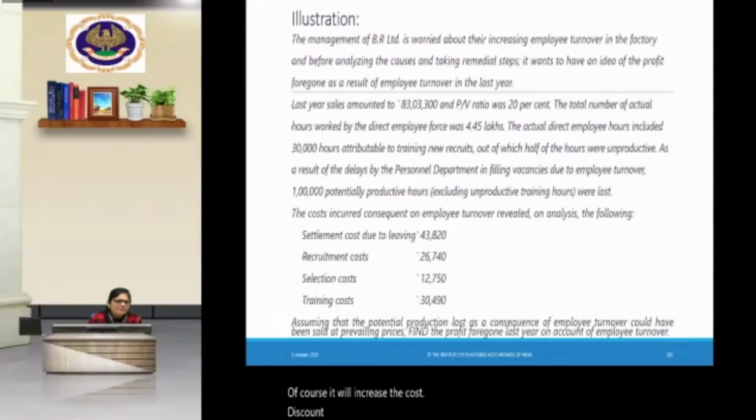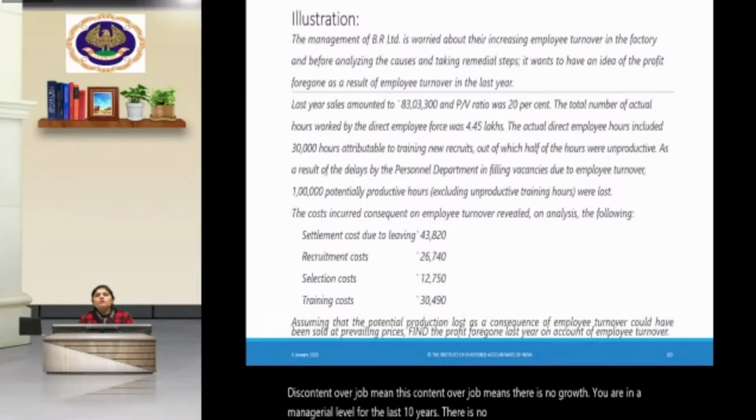Discontent over job means there is no growth. You are in a managerial level for the last 10 years. There is no growth because your seniors are already there.